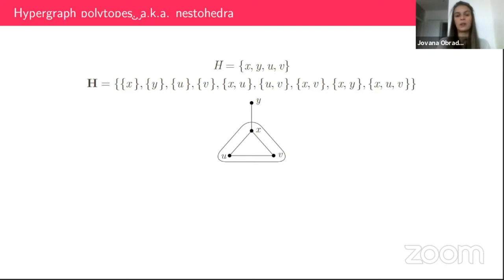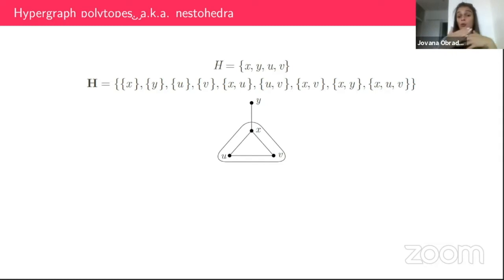And here is a very simple example. Here we have a hypergraph on the vertex set x, y, u, and v. As hyperedges, we have first the 4 singleton hyperedges corresponding to the 4 vertices. Then we have 4 hyperedges of cardinality 2. Of course, these are just the edges in the usual sense. And then we have one more hyperedge of cardinality 3, x, u, v, and we can represent this hyperedge by circling out this area around x, u, and v. So this is a hypergraph.